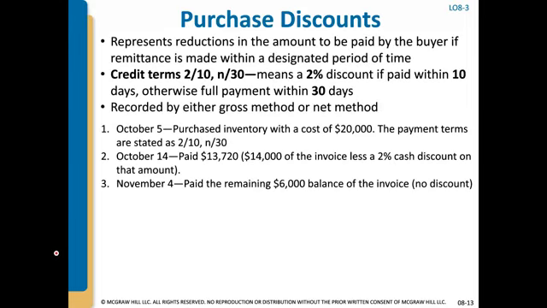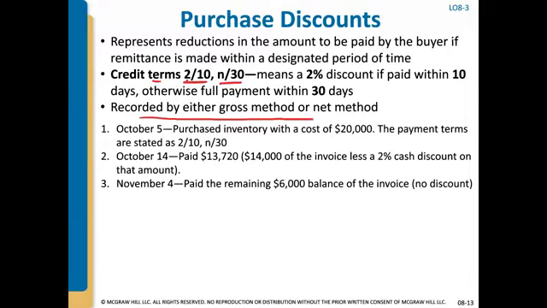Let's talk about purchase discount. As a buyer, I receive a discount if I pay my invoice within a specific time. Let's say I purchased some inventory, and their credit terms were 2/10, n/30, which means I get a 2% discount on the invoice if I pay within 10 days. Otherwise, it's due in 30 days and I pay the full amount.